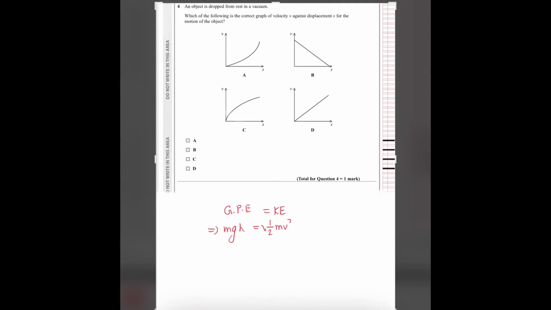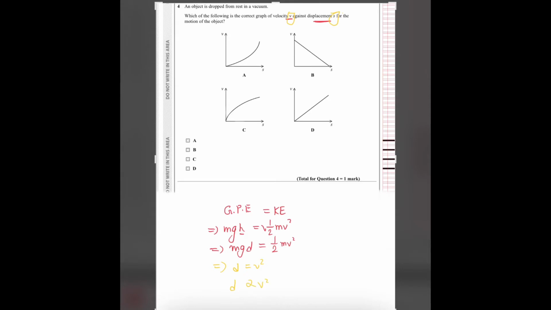And since it is talking about displacement and velocity, we can also say that the displacement is actually the height. So m into g into d is equal to half mv squared, where d is the displacement. If we compare these two, we will get d is equal to v squared. So d is actually proportional to v squared.